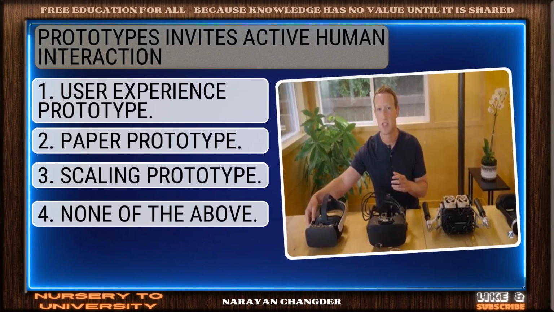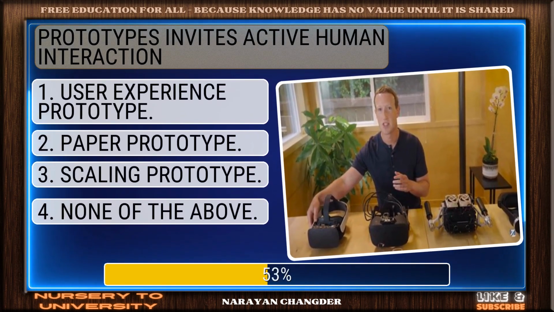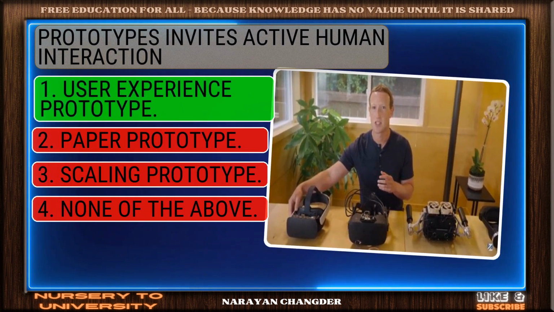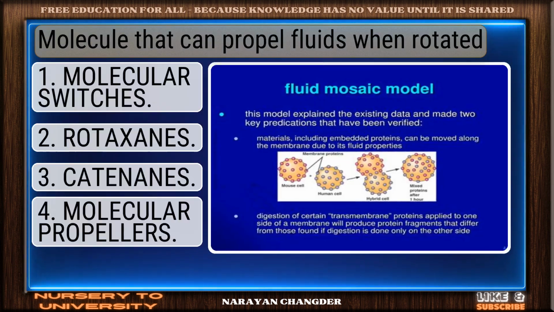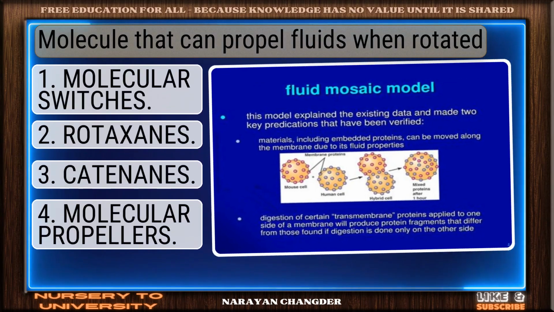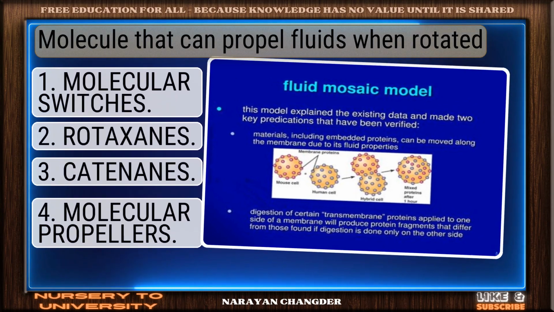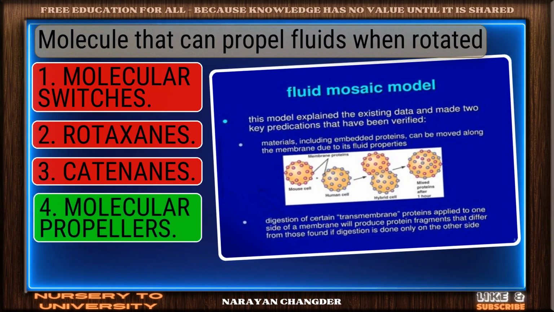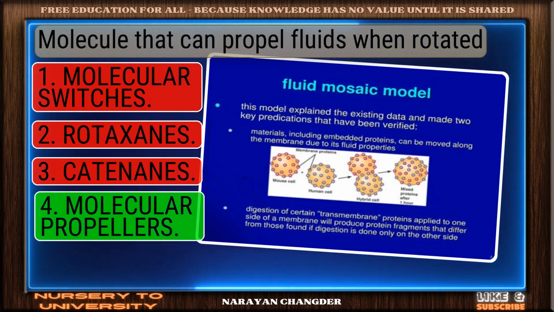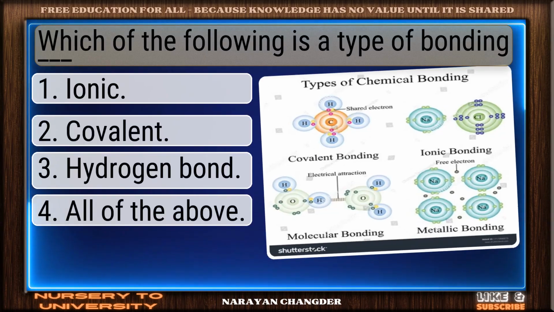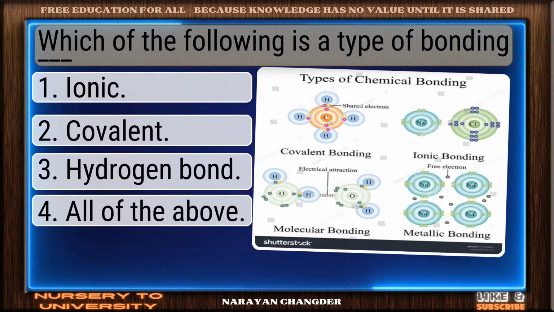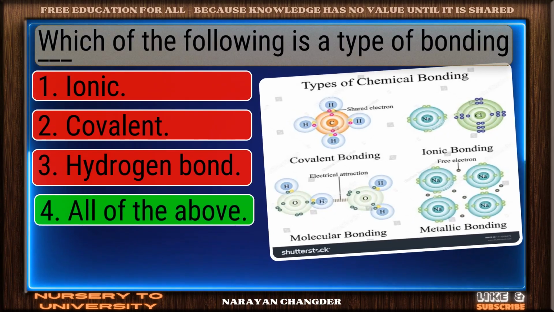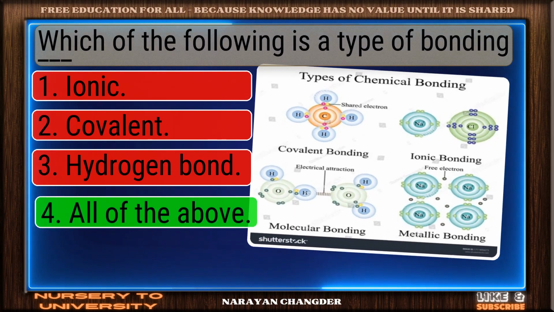Prototypes invite active human interaction. Right again. User experience prototype is a valid answer. Molecule that can propel fluids when rotated. Perfect. Molecular propellers is the correct choice. Which of the following is a type of bonding? Strong choice. All of the above is the right answer.